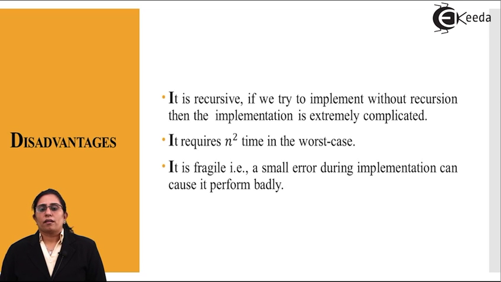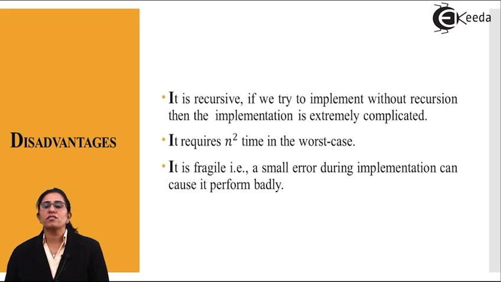It is fragile. Now what do I mean by the term fragile? If there is a very small error that happens during the comparison stage, then the whole small comparison leads us to a larger problem. That is, if I don't do a single calculation properly, my sorting technique fails. That is the reason we say quick sort is a fragile algorithm.